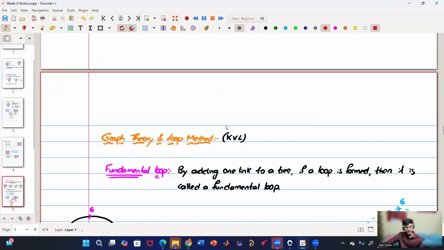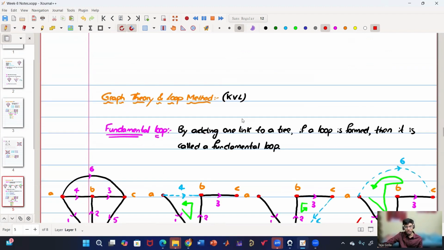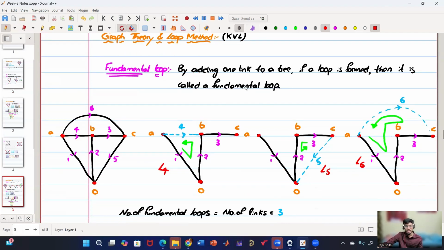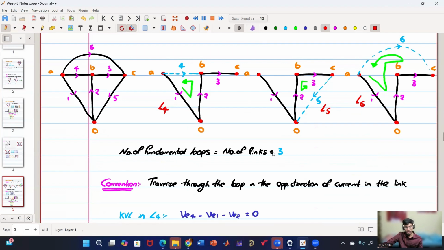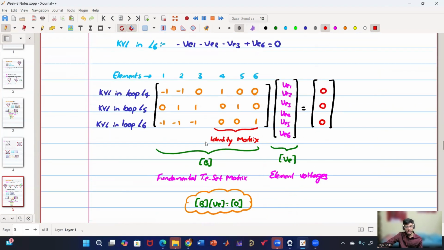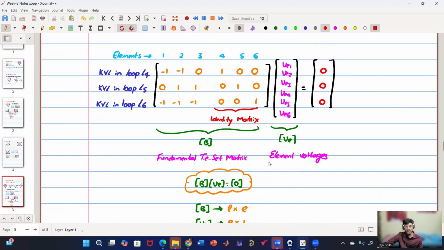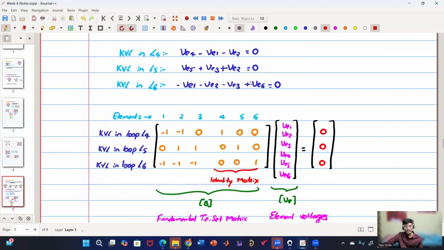In the next part, we discussed graph theory and the loop method, where we apply KVL in the fundamental loops. Fundamental loops are those loops which you get by adding one link to the existing tree, so the number of fundamental loops is equal to the number of links. Then we applied KVL to get the matrix B, also called the fundamental tie set matrix, and you get an identity matrix for the elements which are links. So here 4, 5, 6 are the links, and you are getting an identity matrix.